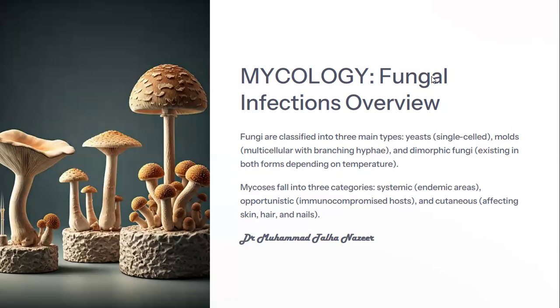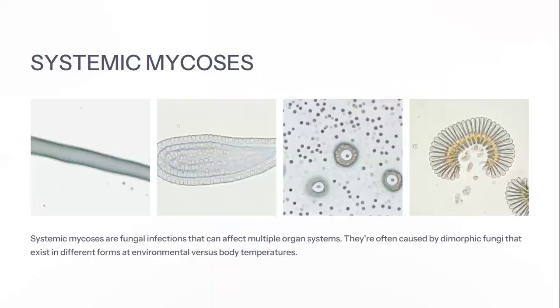So first, we will be discussing the systemic fungi, and there are basically four most important systemic fungi: histoplasmosis, blastomycosis, coccidioidomycosis, and paracoccidioidomycosis. And among these four, three are very important. That is histoplasmosis, blastomycosis, and coccidioidomycosis.